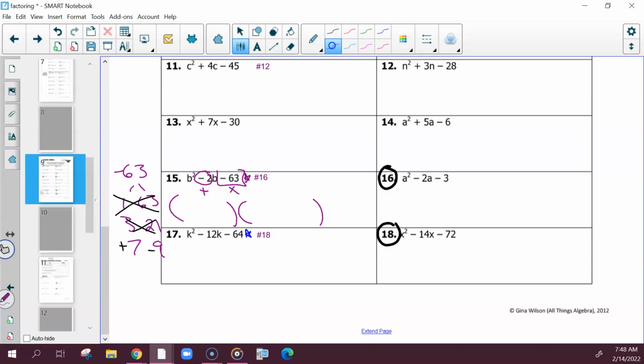So then our two factors, we have b in each, plus 7 and minus 9. So if you have negative, negative, one of your factors is going to be negative, and the bigger number of the two will be the negative one. Do you have any questions on that before we do another one?